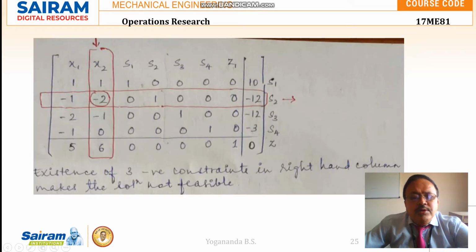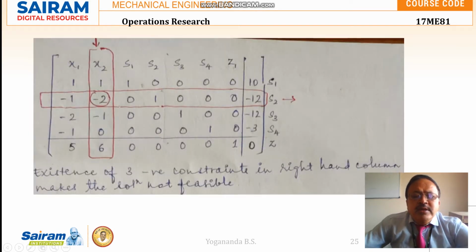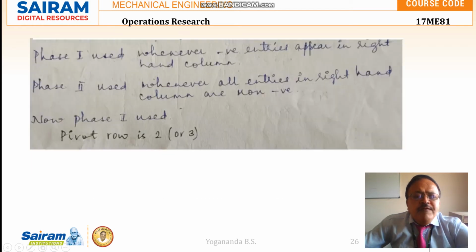Here in the first phase, we have some negative entries in the solution column. So the solution is not feasible. All the entries in the solution column must be made non-negative. That is phase 1. When all the entries in the solution column become non-negative, then we'll go to phase 2.